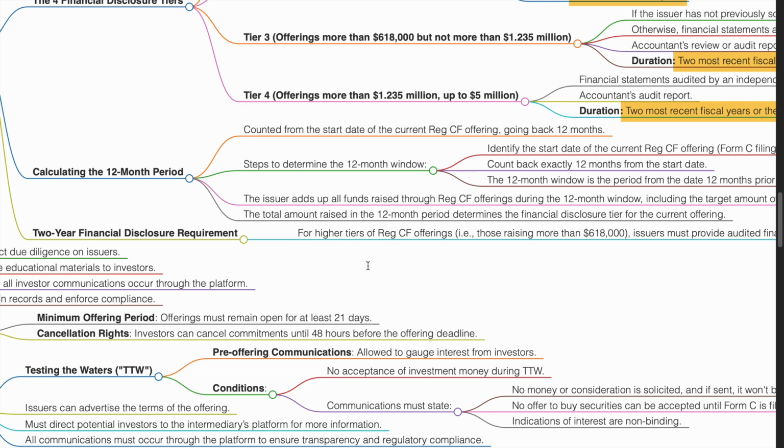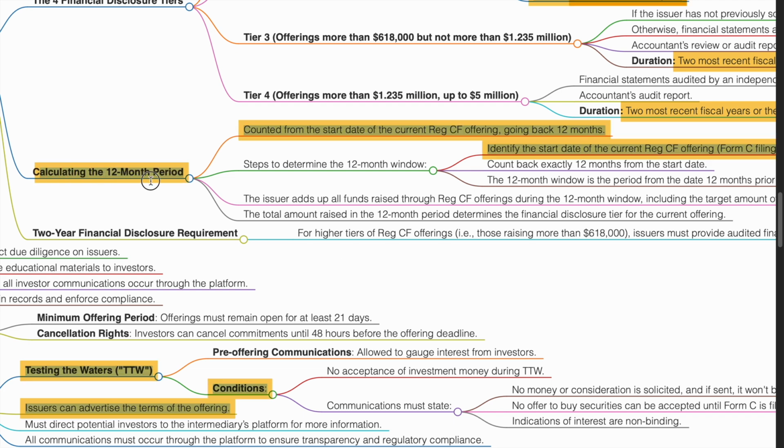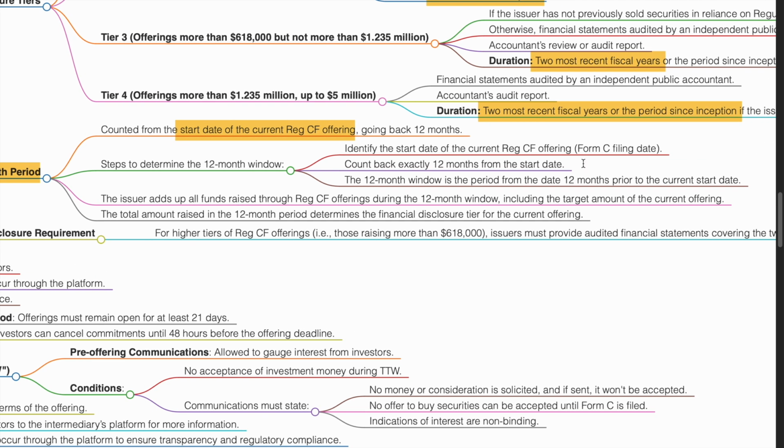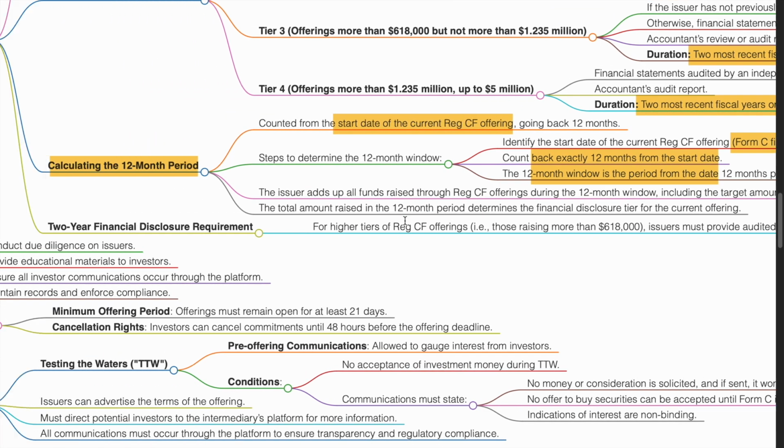This is a bit pedantic, and I'll just fly through this briefly. Make sure you understand how to calculate the 12-month period that we keep talking about. You're counting from the start date of the current Reg CF offering and going back 12 months. So you're going to identify the start date, which is the date when you fill in Form C, and count back exactly 12 months. It's the period from the date 12 months prior to the current start date. So that's all there is to that.